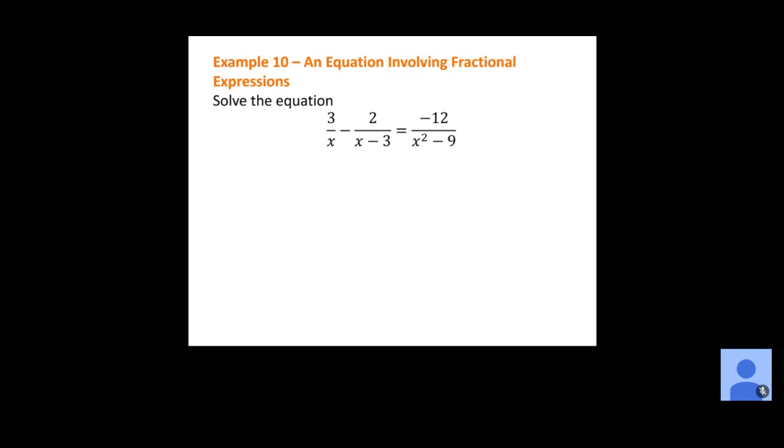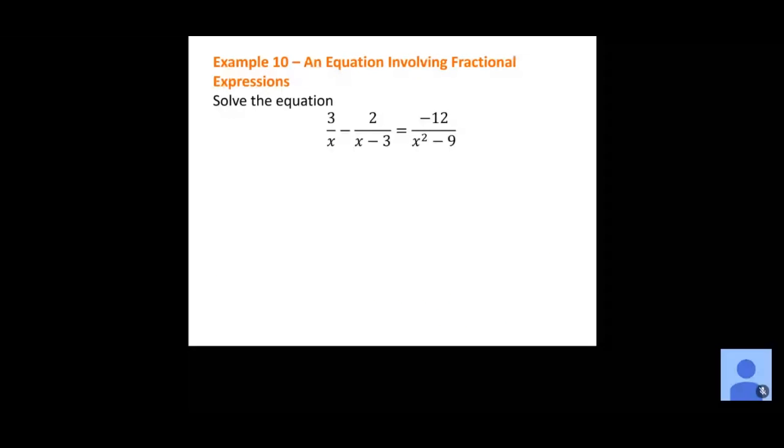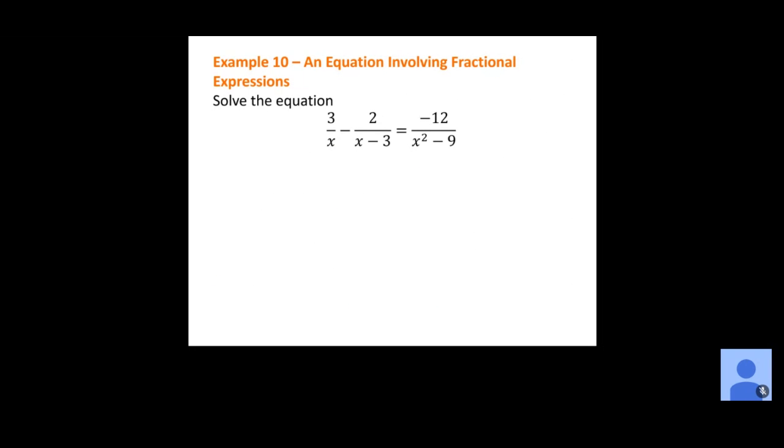All right, example 10. Okay, so we want to solve this equation. We've got 3 over x minus 2 over x minus 3 is equal to negative 12 over x squared minus 9. Now, to solve this equation, the first thing we're going to want to do is set it equal to 0.